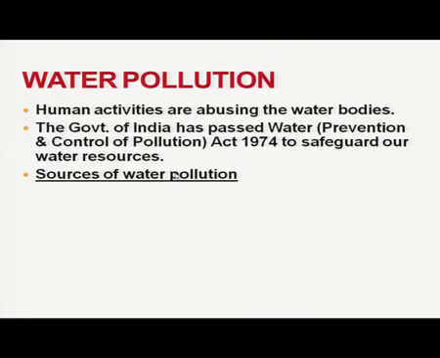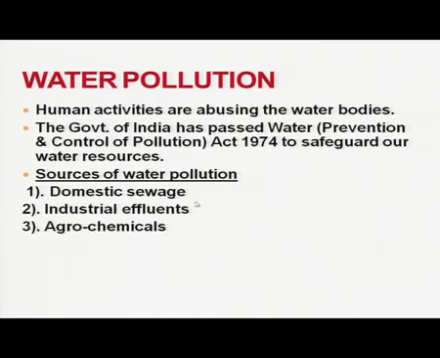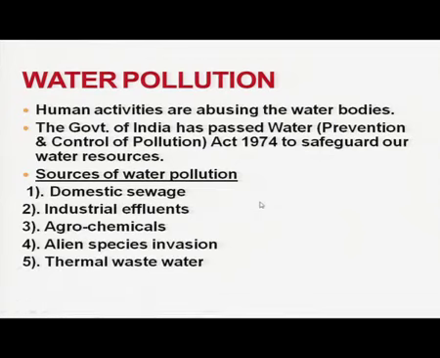Now, again we will identify the sources of water pollution. It is the domestic sewage which is coming out of our houses daily in enormous quantity. You can imagine the number of people, the number of homes we have all over the country, and the collective amount of sewage which is being generated on a daily basis. Then industrial effluents, and agrochemicals, the chemicals which we use in agriculture, drain along with the water and get mixed with the other water bodies. Alien species invasion, then thermal wastewater, we will discuss one by one.